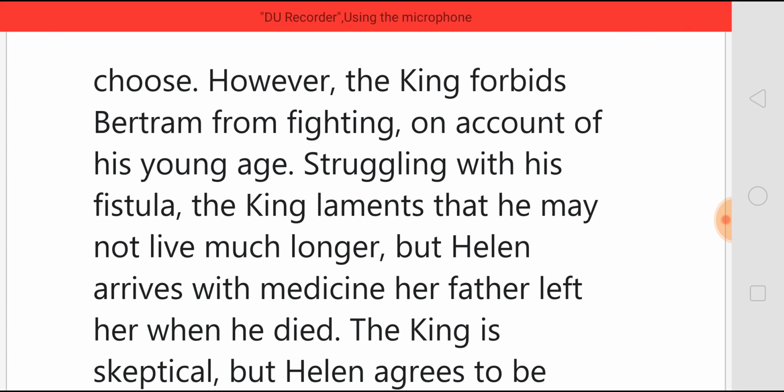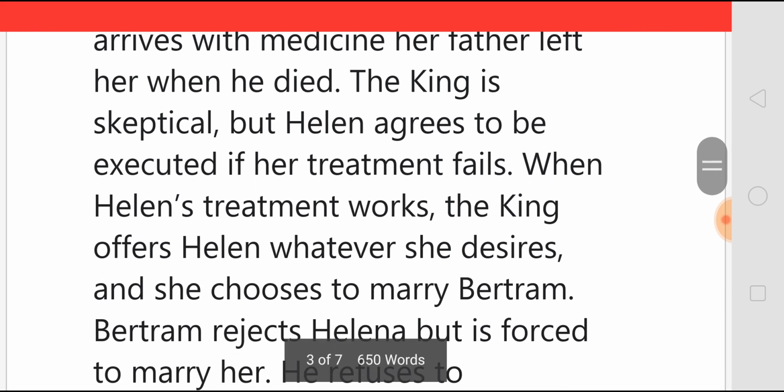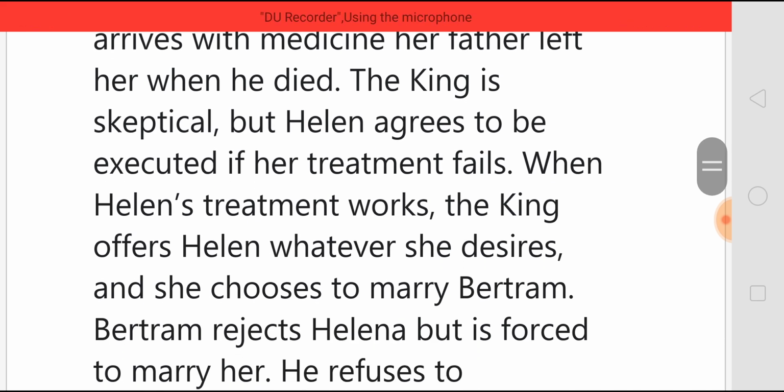Struggling with his fistula, the king laments that he may not live much longer, but it is at this time that Helen arrives with her medicine, which her father had left when he died. The king is very skeptical, but Helen says that she will allow him to execute her if her treatment fails. And so the king allows her to do the treatment, and when it works, the king offers Helen whatever she desires. She says, I want to marry Bertram.